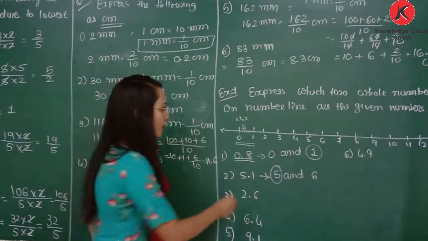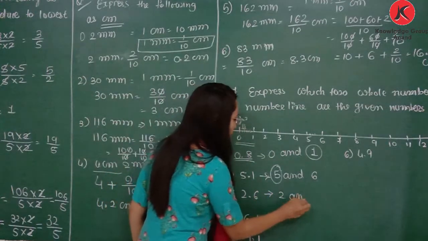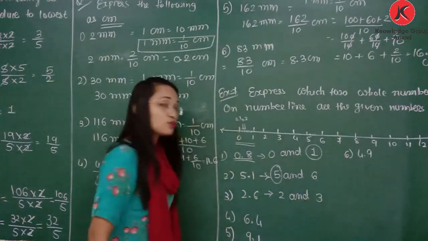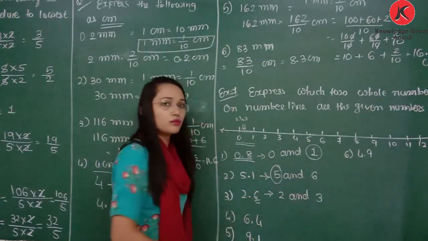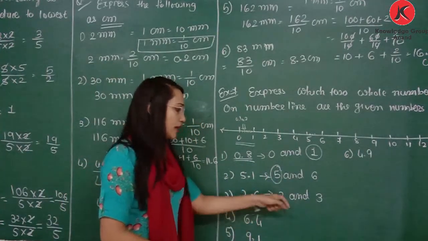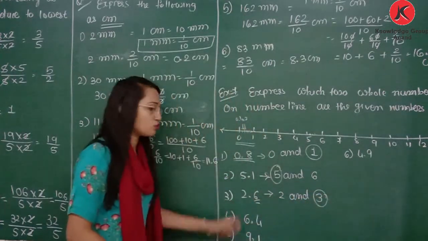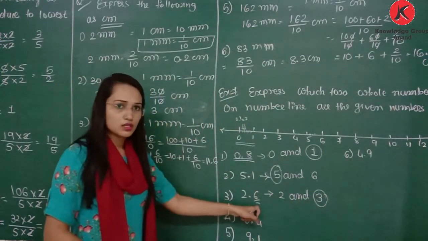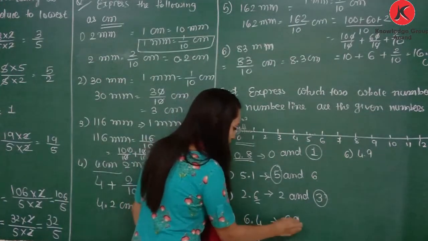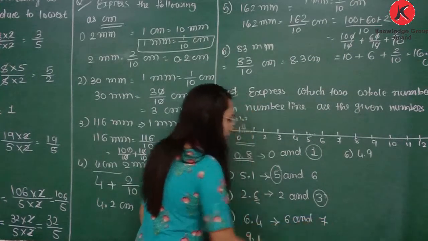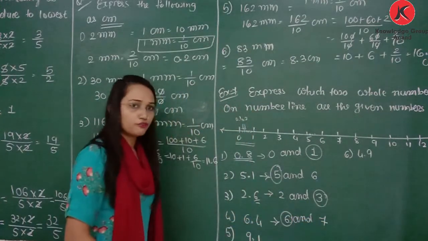2.6. So 2.6 is between 2 and 3. Now which one is nearer? 2.6. 6 means it is more to the right side than 2. So we can make a circle on 3. Means 3 is nearer to 2.6. 6.4. So it is between 6 and 7. Now which one is nearer? 6 is nearer to 6.4.